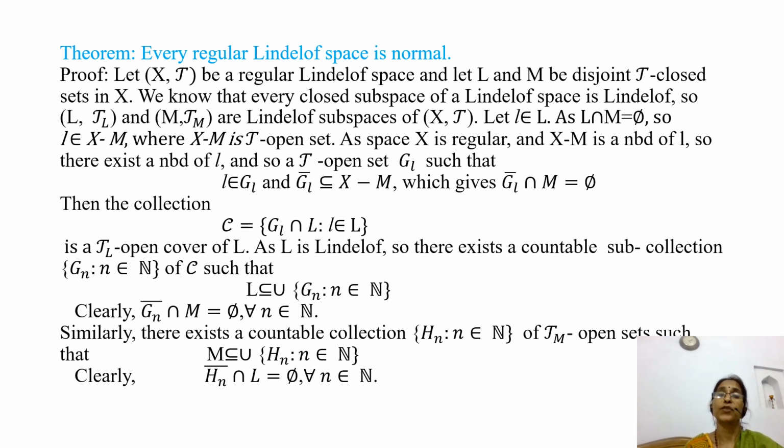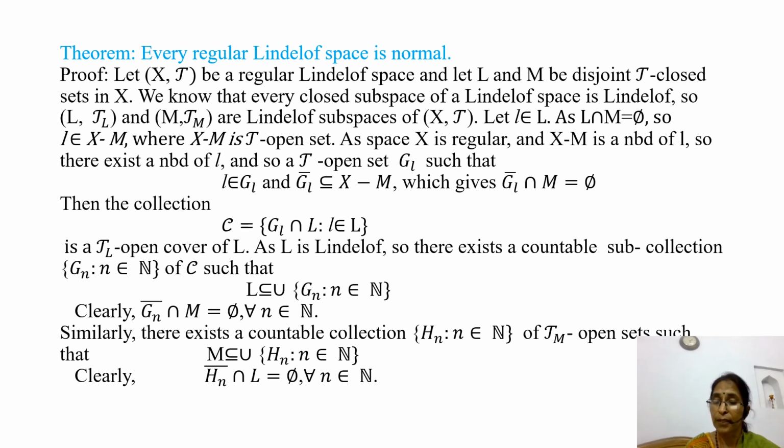Then the collection C containing sets of the form GL intersection L, L belongs to L, is a TL open cover of L. Why is this a TL open cover? Since GL is T open, GL intersection L is an open set in the subspace topology on L. So these are open sets, and this is a TL open cover of L.